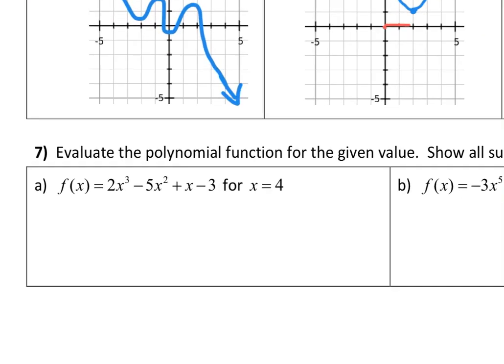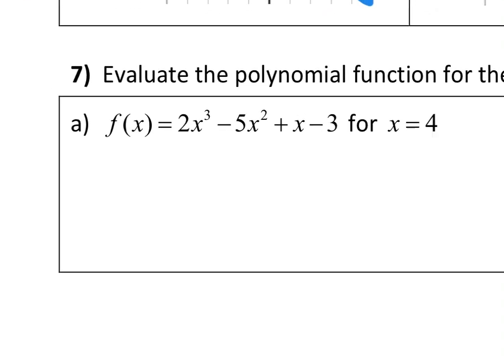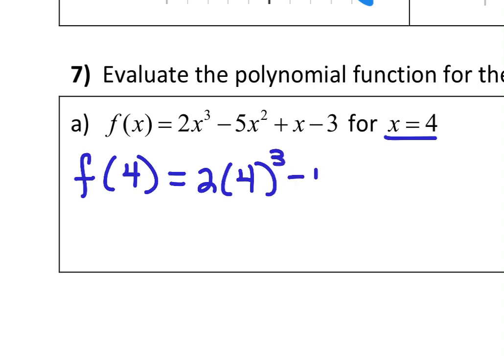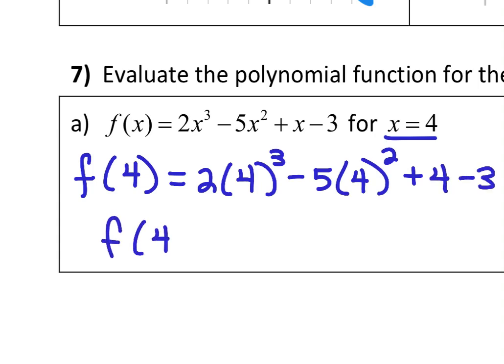Now grab your calculator, and for 7a and b, you want to substitute into the polynomial the x value that's given. So you're going to substitute for this one positive 4, and it says show the substitution. So you want to show f of 4 equals 2 times 4 to the 3rd power minus 5 times 4 squared plus 4 minus 3. Type that into your calculator exactly like that. Don't try to fix it or change it or compute things ahead of time or do some of it in your head. Just type all of that into the calculator and f of 4 equals 49.